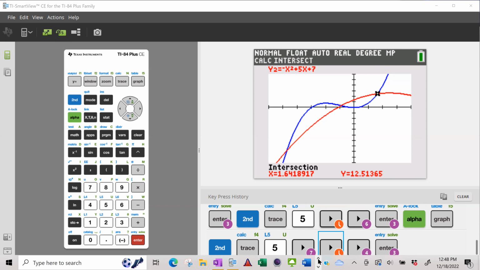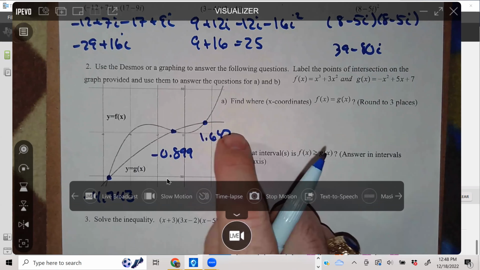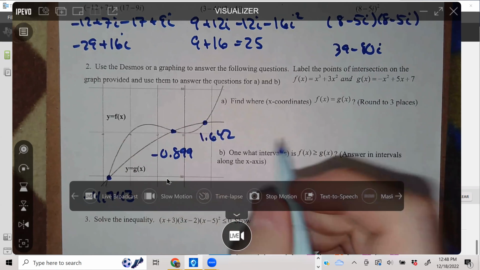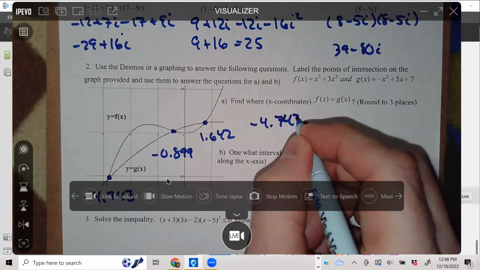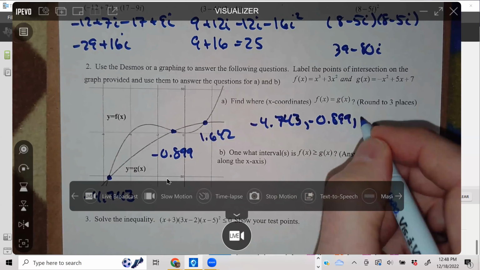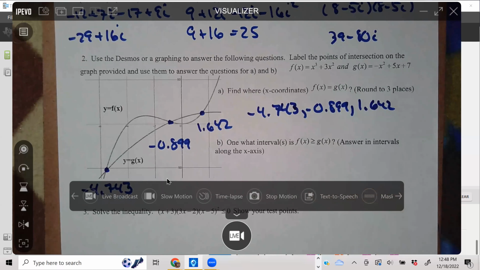That's right there. And let's see. We want to know where f of x is equal to g of x. So that's going to be these points: negative 4.743, negative 0.899, and 1.642. This problem is actually leading you towards the right answer.